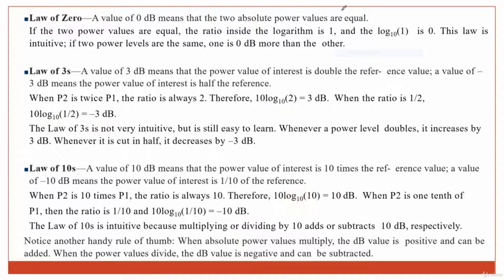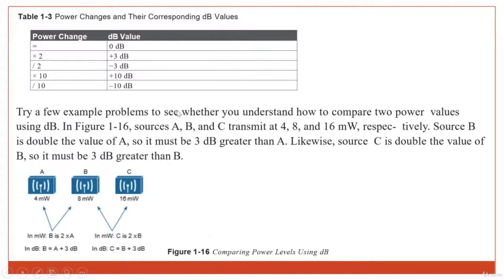So now we understand the law of 0, law of 3, and law of 10. Let's try to solve some of the questions. So here you can see, first of all, we have the summary table. If the difference is 2, then the power difference will be 3 dB. If it is 1 by 2, minus 3, into 10, plus 10 dB, divided by 10, minus 10 dB.